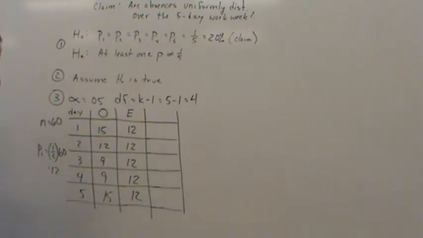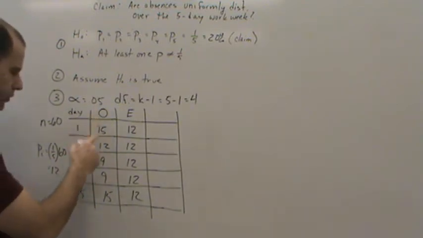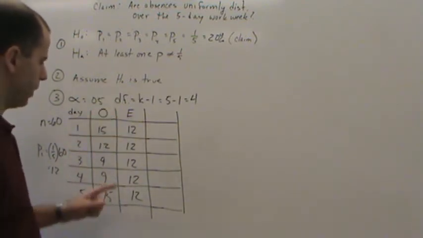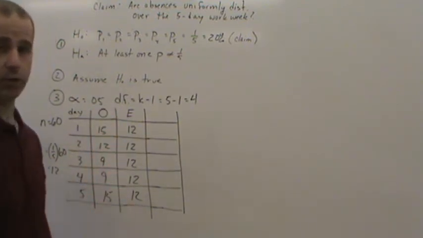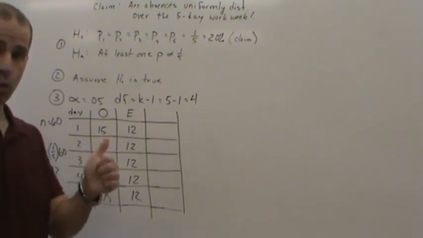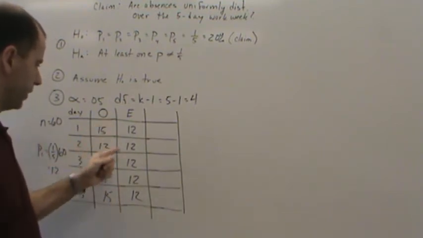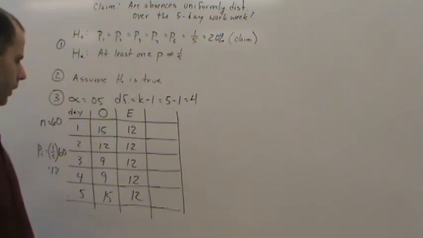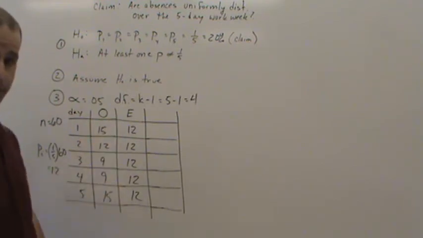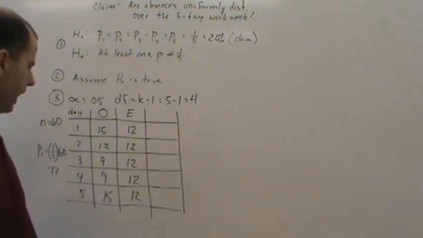Now, there's our observed values and our expected values. Notice how all of these expected values are at least 5. So we're good. Okay, so we've got our condition met. If one of these was less than 5, we wouldn't be able to do this test.